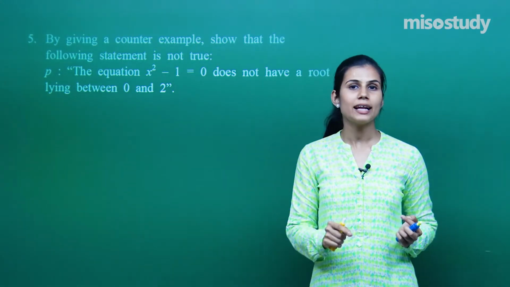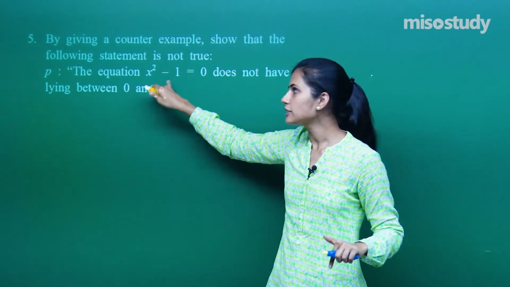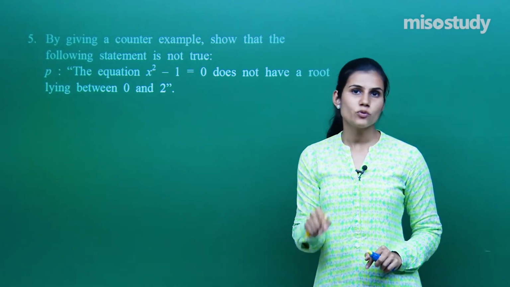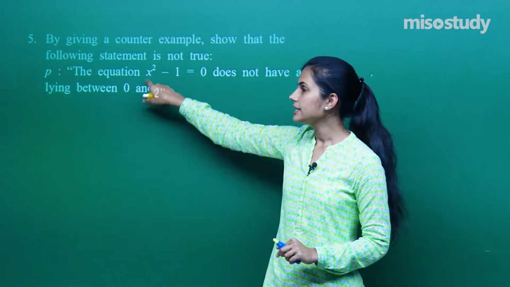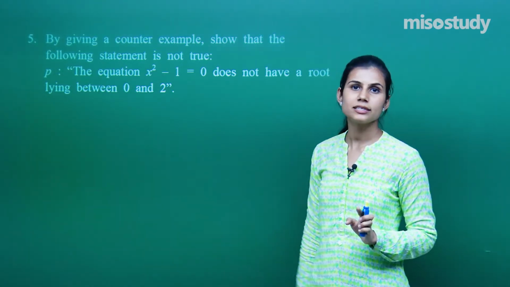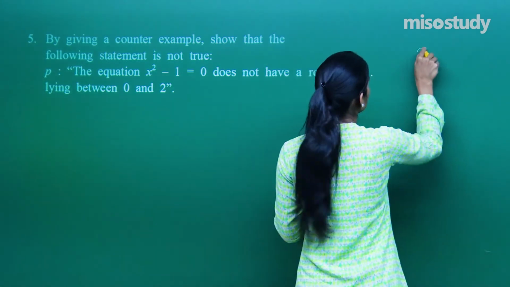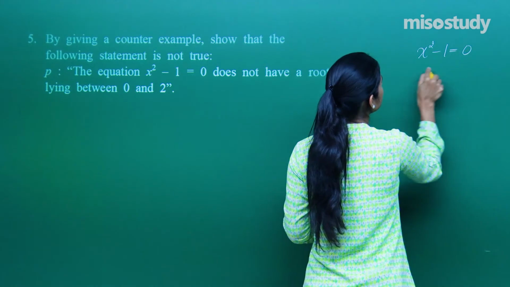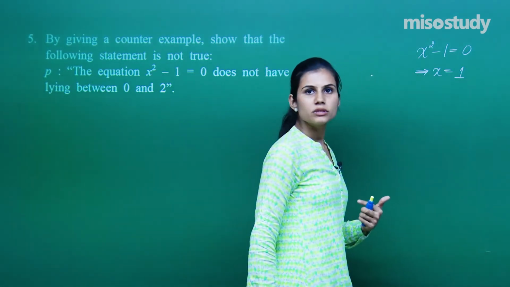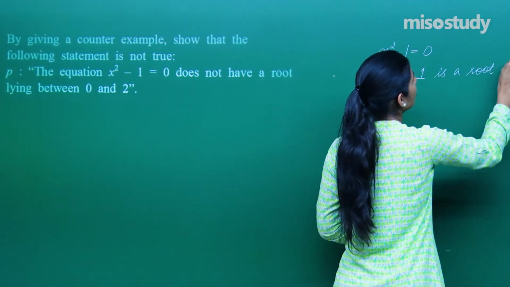When I produce a value of x, which when I plug in here, this equation gets satisfied. Moreover, that value of x is lying between 0 and 2. That would mean that yes, there exists at least one value of x between 0 and 2, which is the root of this equation. That would be my counter example. That is going to falsify this statement and prove this is invalid or false. Here if you see, x square minus 1 equals 0 clearly implies x equals 1 is one of the roots. X equals 1 is a root of this equation.